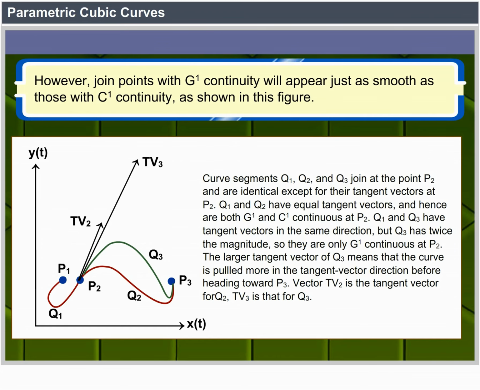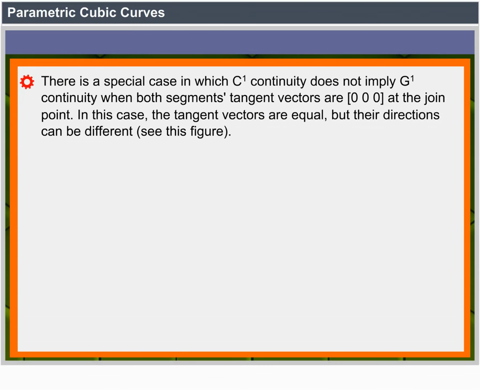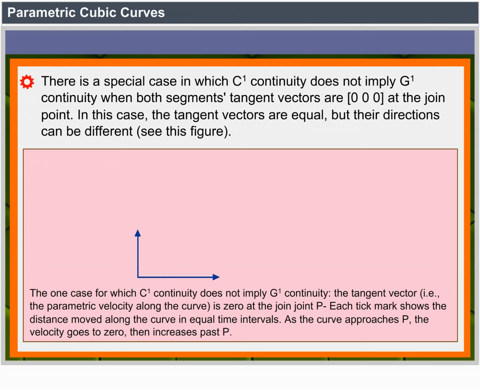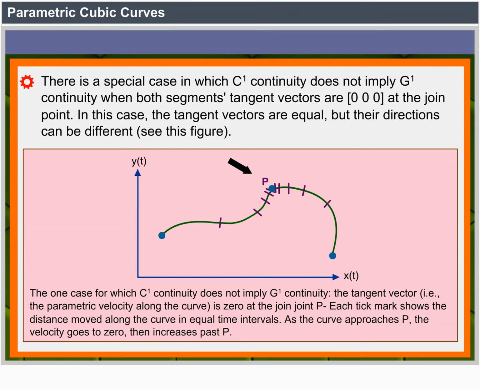There is a special case in which C1 continuity does not imply G1 continuity: when both segments' tangent vectors are (0, 0, 0) at the join point. In this case, the tangent vectors are indeed equal, but their directions can be different, as per the figure shown. This figure shows the one case for which C1 continuity does not imply G1 continuity. The tangent vector, that is the parametric velocity along the curve, is 0 at the join point P. Each tick mark shows a distance moved along the curve in equal time intervals. As the curve approaches P, the velocity goes to 0, then increases past P.